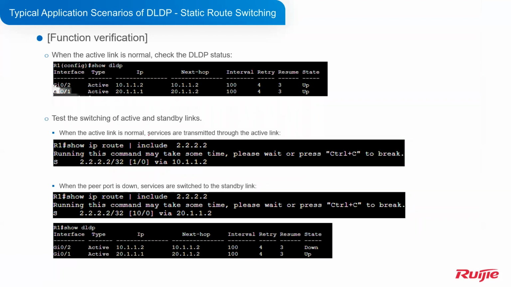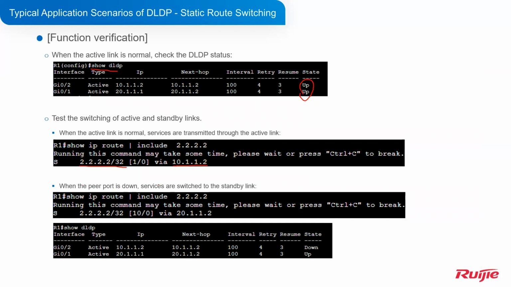After we finish the configuration, by using the command show DLDP, you can see for these 2 interfaces, the destination is established and the state of both sessions is up, right? And we can test the switching. To test the switching, when the active link is normal, in the IP routing table we can see the route here, which is via 10.1.1.2.